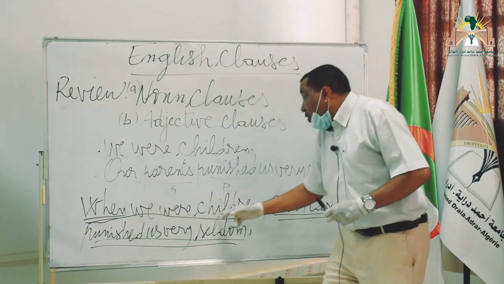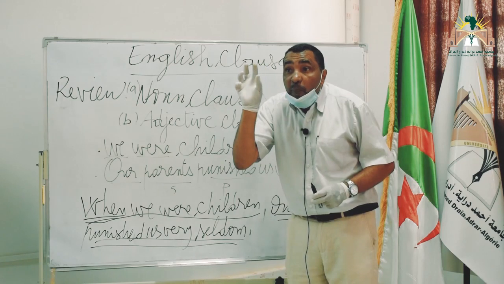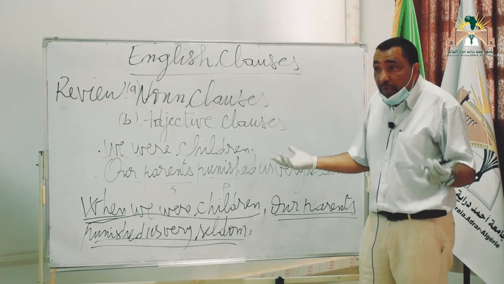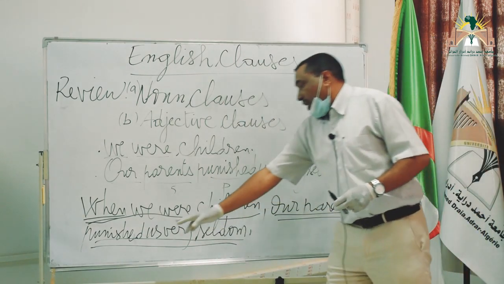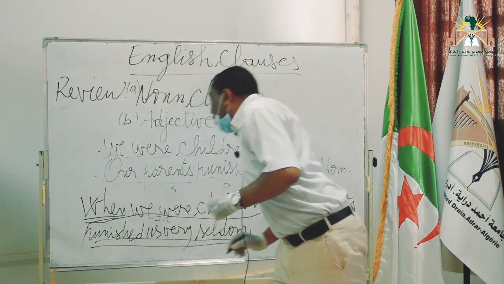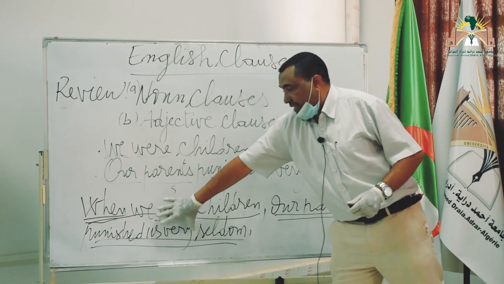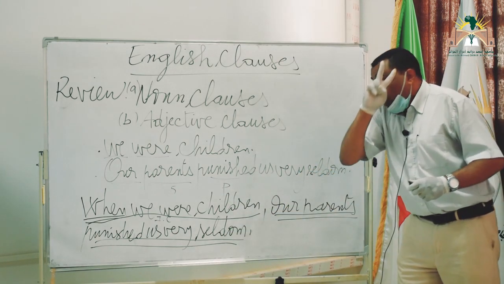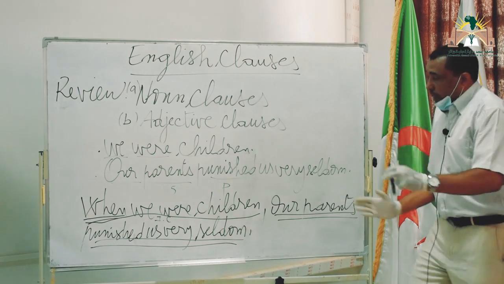But when you say, when we were children, there is no complete thought. The listener or the reader is waiting for something else. Yes, what happened when you were children? When we were children, our parents punished us very seldom. So this is the independent clause. Which type doesn't matter, because normally this is an adverbial clause. But it is a complex sentence composed of two clauses.